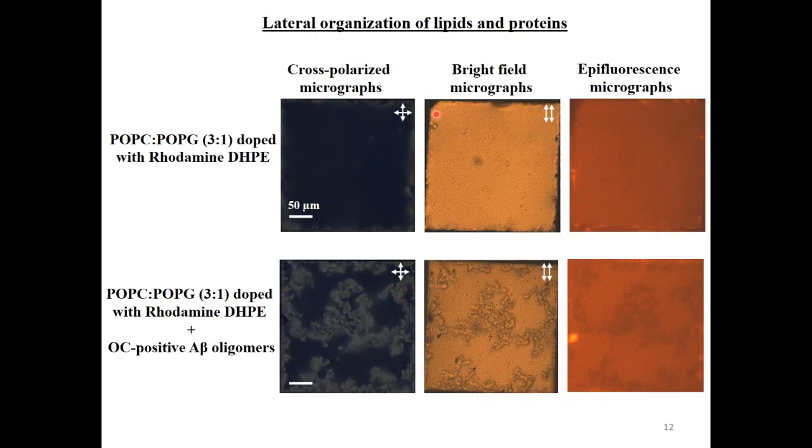To understand the lateral organization of lipids and proteins which resulted in the pattern orientation of liquid crystals, as you can see in the previous slide, we used rhodamine DHPE doped lipid monolayer. We see that dark regions of liquid crystals are red fluorescent, while the bright domains in the cross-polarized microscope appear dark. This suggests that the non-fluorescent bright domains are lipid-free.